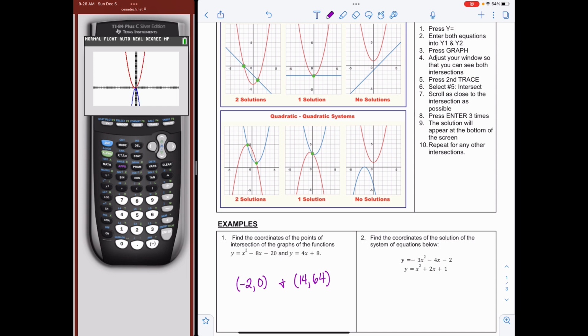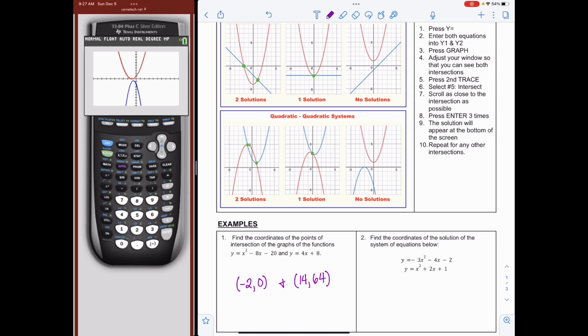And from here, I really can't tell if they cross or where they cross. So I'm going to press zoom, and I'm going to go down to zoom standard. And what zoom standard does is it takes you back to the regular 10 by 10 graph, so you can see a little bit more clearly.